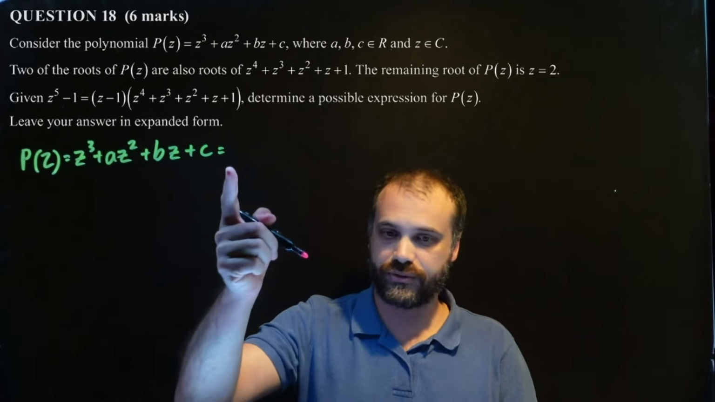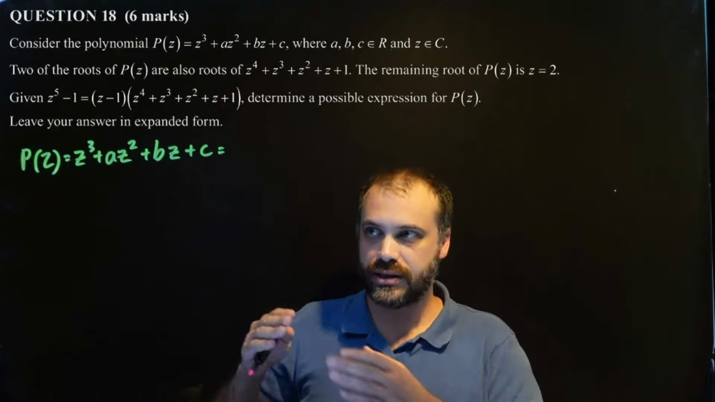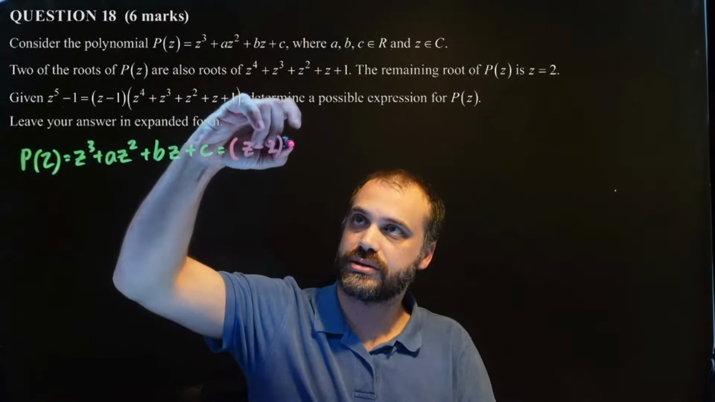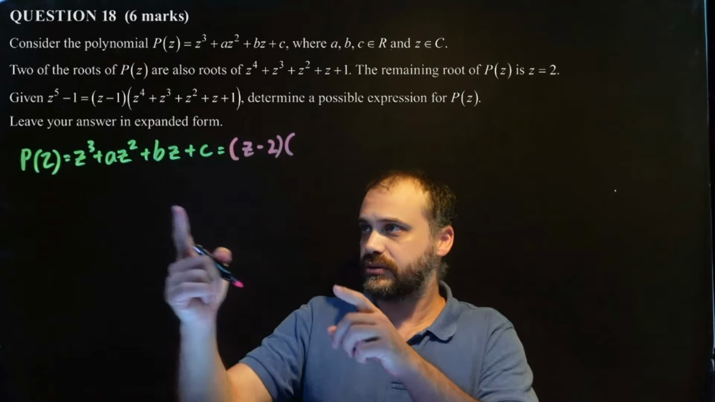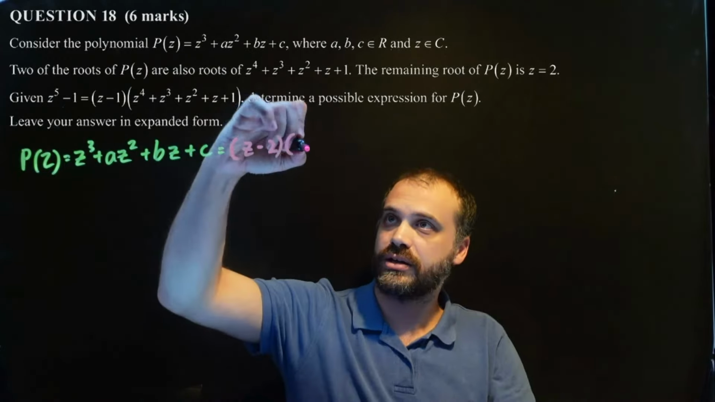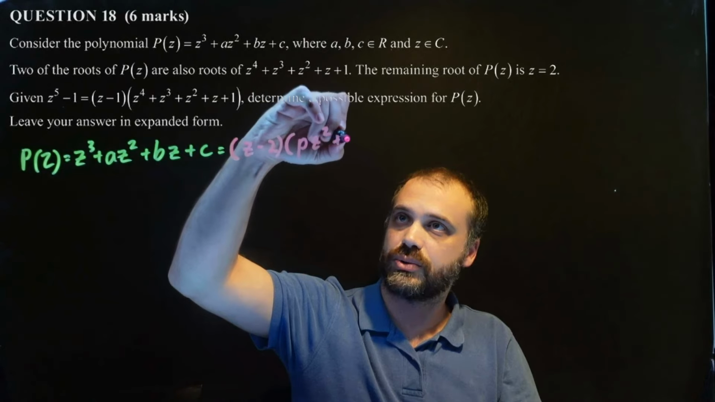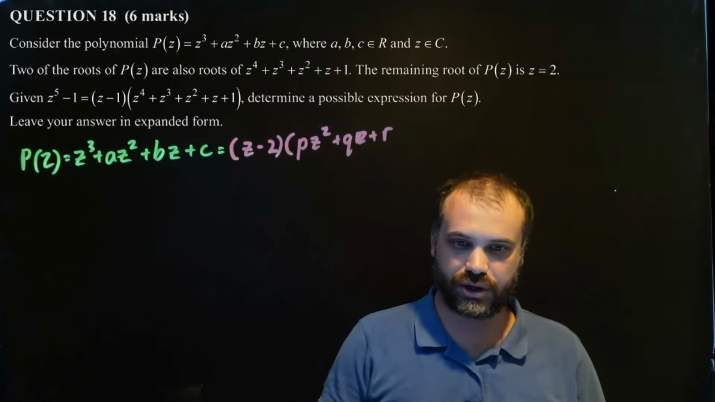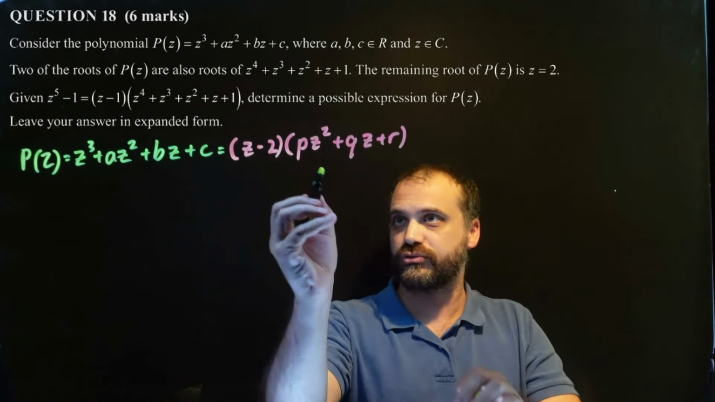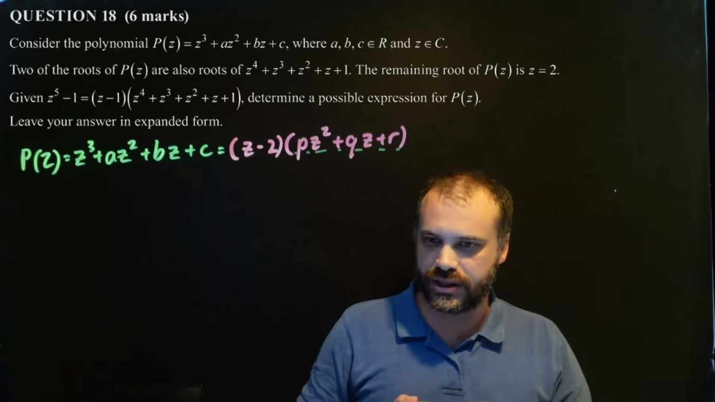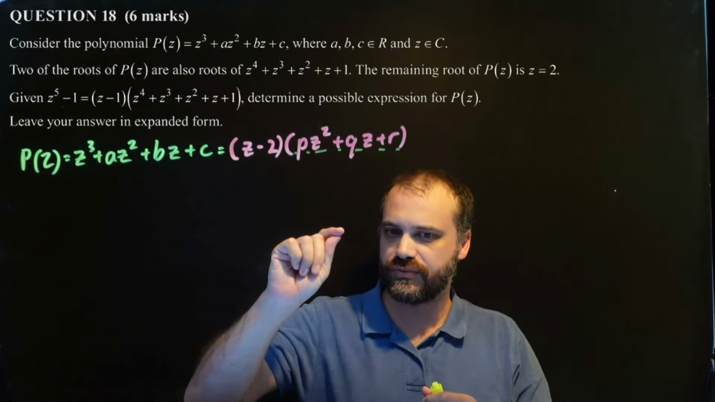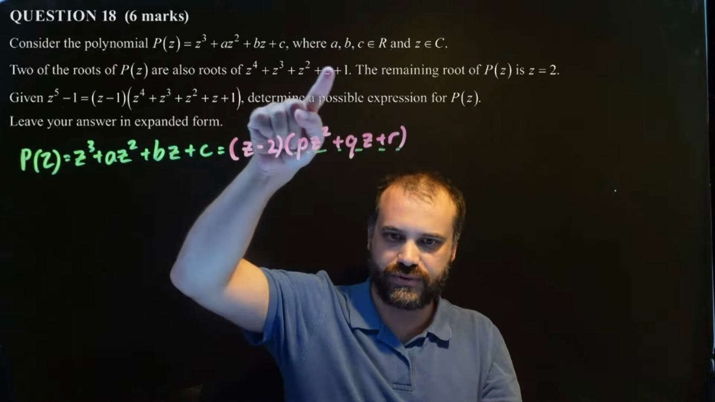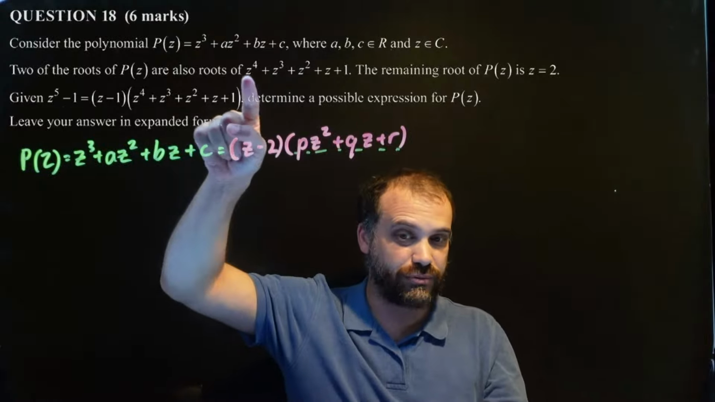So there's our cubic that we're trying to figure out, and we know that one of the roots is z equals 2, which means that one of the factors is z minus 2. And then I can write, this is a cubic, so this is going to be a quadratic, and just be careful here, pz squared plus qz plus r. Let me tidy that up. All right, so we have a quadratic sitting here, and it says that two of the roots of P(z), and the two roots are going to come from here. It says two of the roots of P(z) are also roots of this quartic. So now we need to think about how we're going to find roots of this quartic.